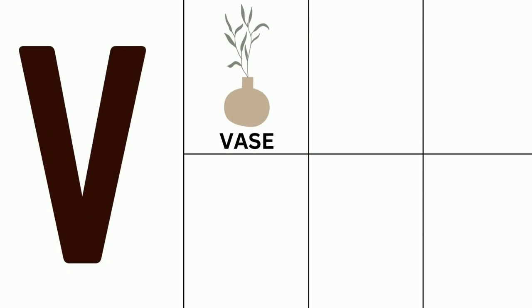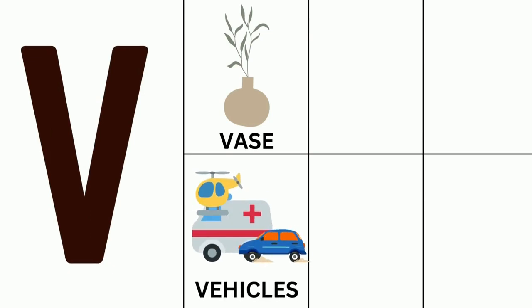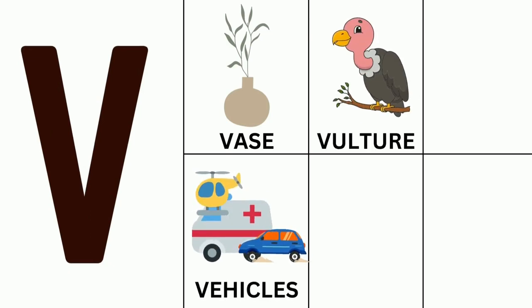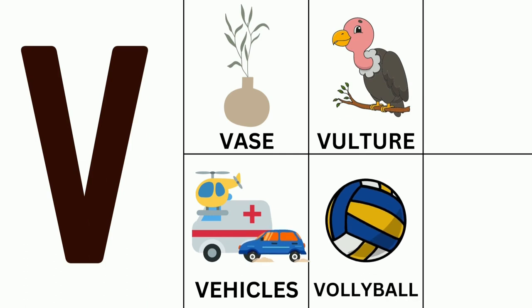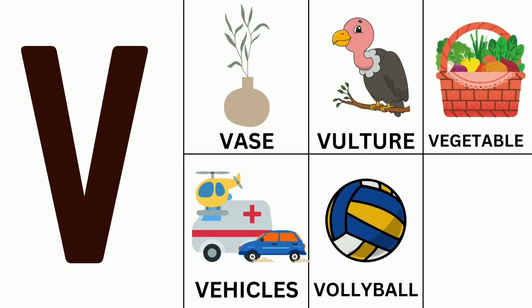V. Let's learn the words that start with V. V for vase. V for vehicles. V for vulture. V for volleyball. V for vegetables. V for violin.